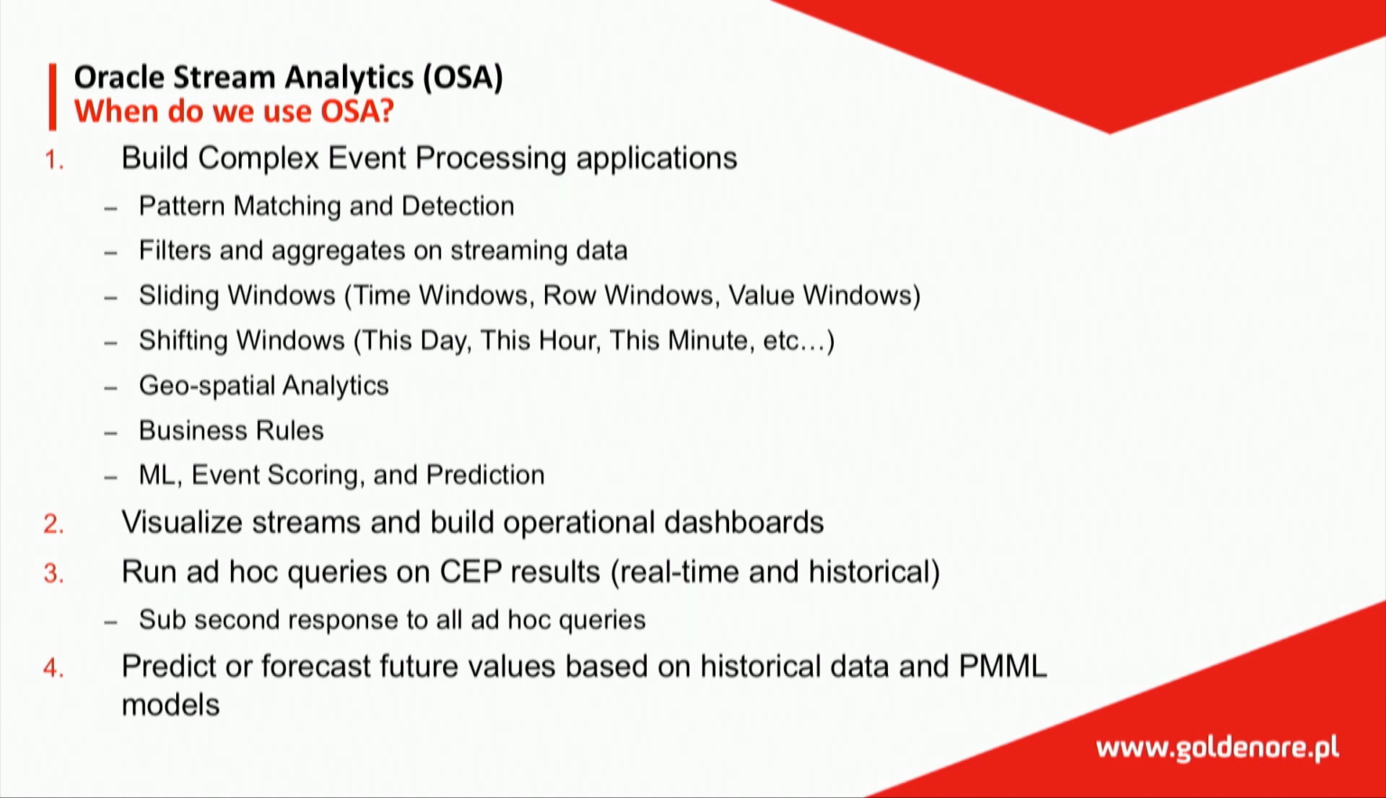But also geospatial analytics. If we want to analyze where a certain car is at a certain moment, or we want to geofence things, when we want to apply business rules, want to use machine learning, event scoring, and predictions. Visualizing streams and building operational dashboards to help reduce overhead costs, to respond to failing hardware, for example.